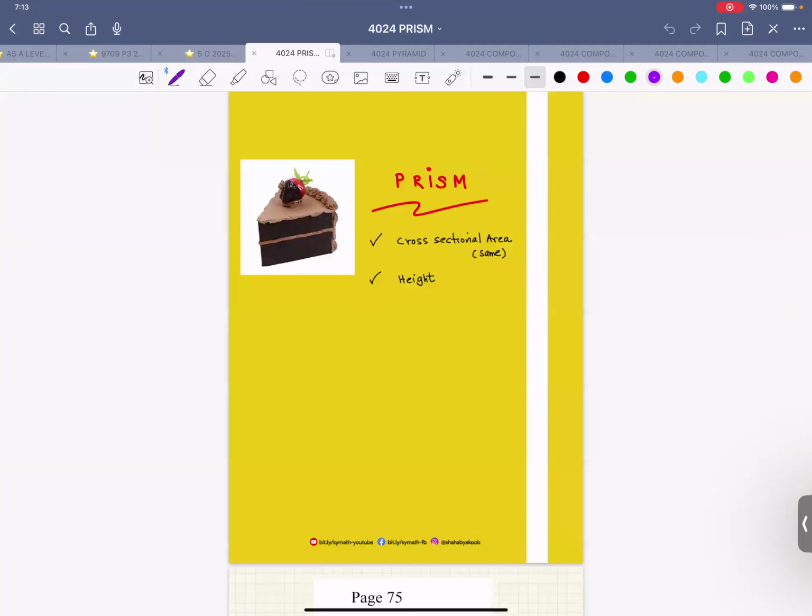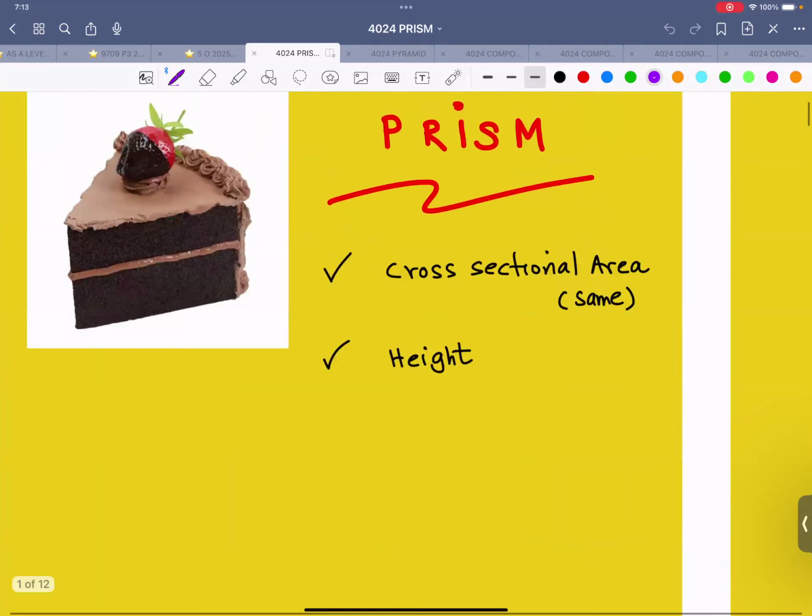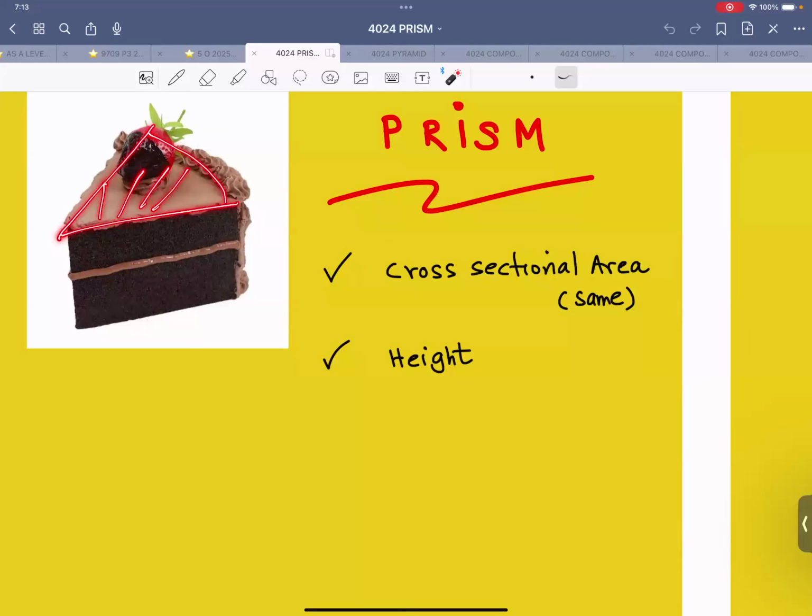So now let's talk about prism first. What is a prism? A prism is a 3D object in which the cross-sectional area is constant. In this case, the cross-sectional area is a sector and it's going all the way down. So the cross-sectional area is the same, therefore it's a prism. It has a cross-sectional area.